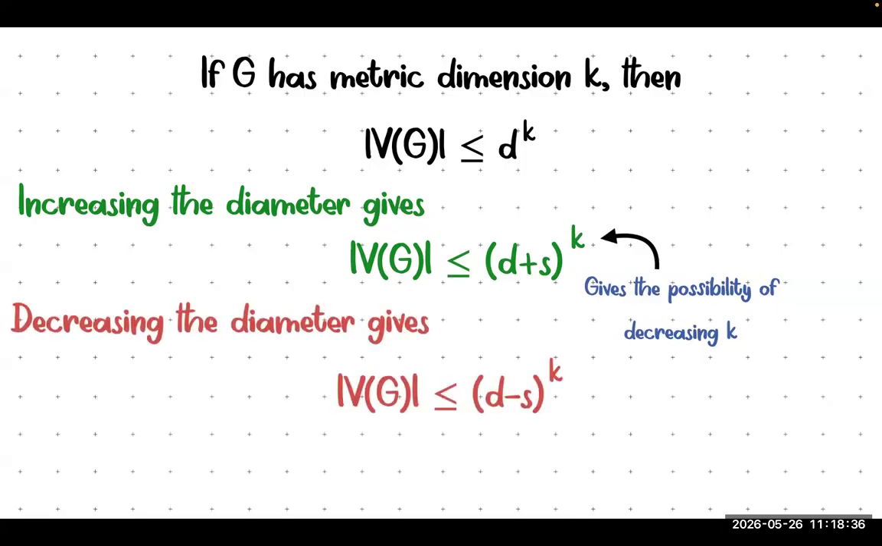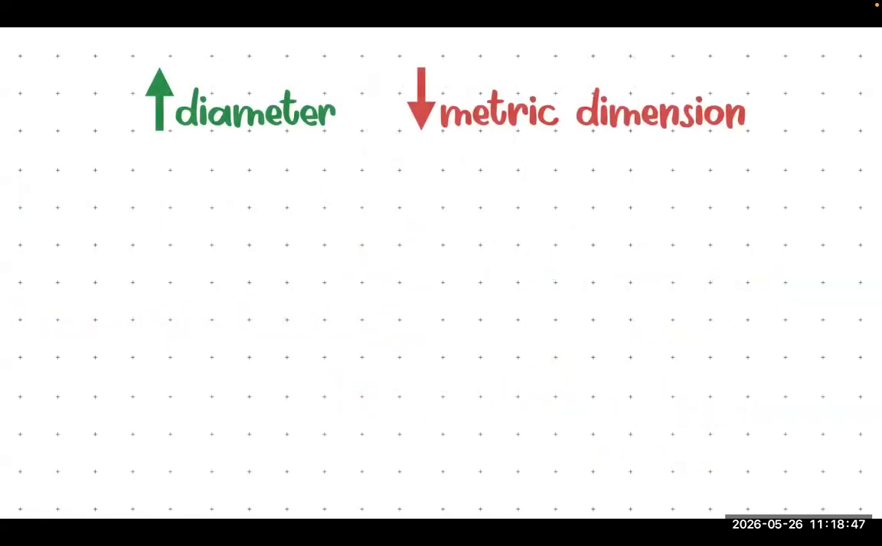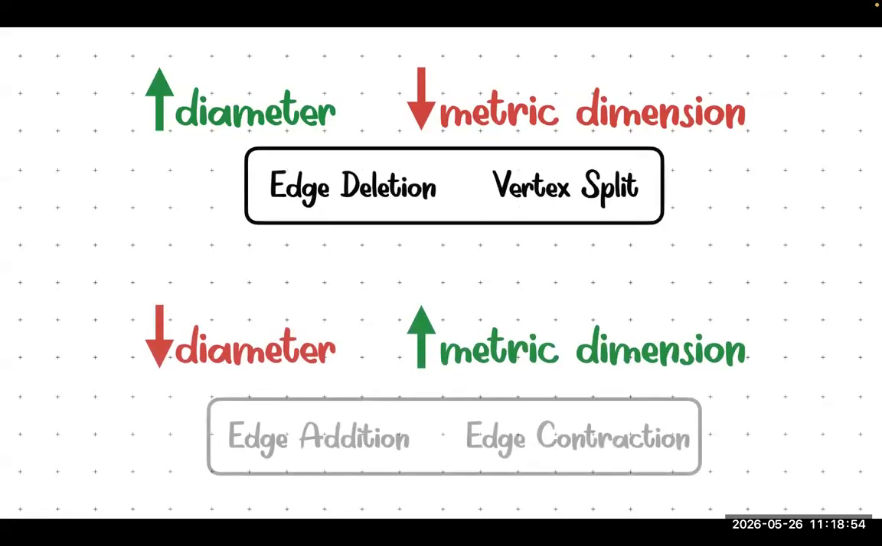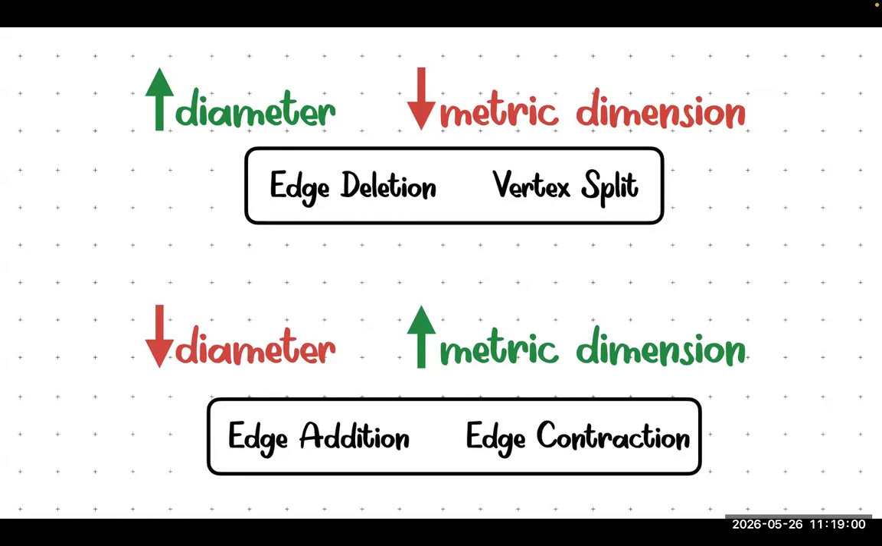But if we decrease the diameter, then this makes everything more compact. And so there's a possibility of increasing K. So if the diameter increases, then the metric dimension can go down. And if it decreases, it can go up. And this exactly lines up with what happens in the edge deletion. Edge deletion can increase the denominator, and the vertex split can as well. And the edge addition can decrease the denominator, as well as the edge contraction.